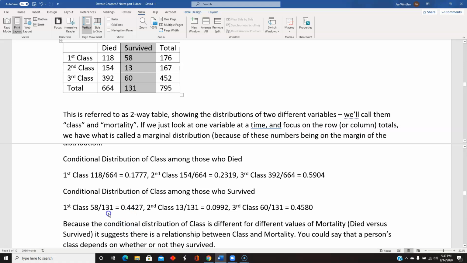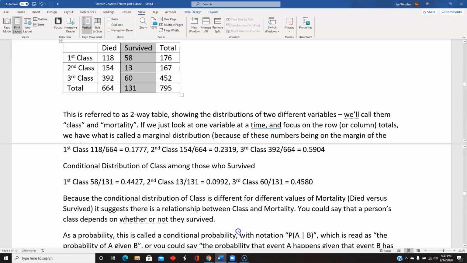And because this distribution of class is different for the different values of mortality, so among those who died, 17 were first class, but among those who survived, 44 were first class. Because these distributions of class are different for the two different values of mortality, that suggests that there's a relationship between class and mortality, or you could say that someone's class depends on whether or not they survive, depends on their mortality.